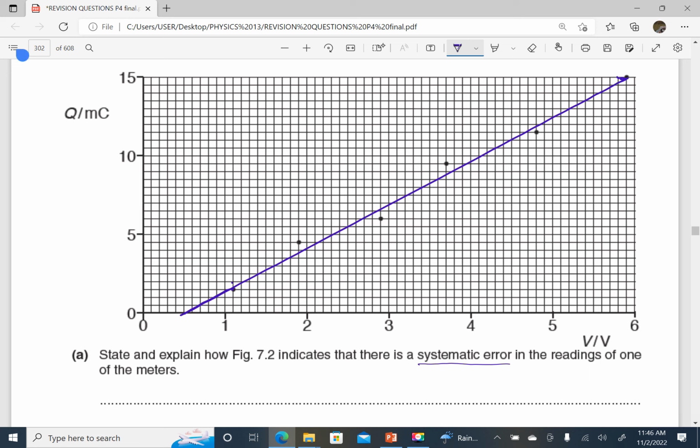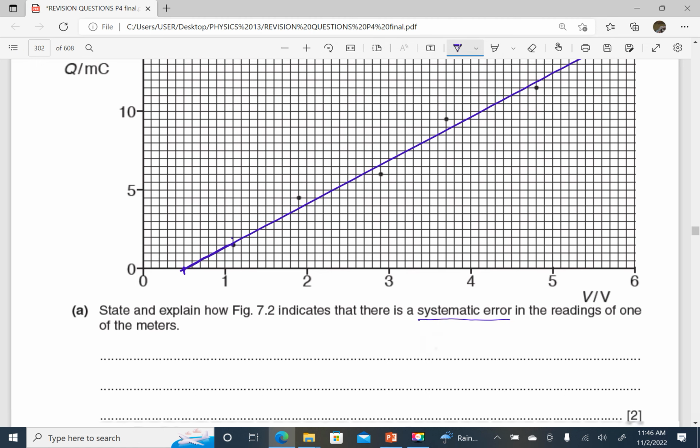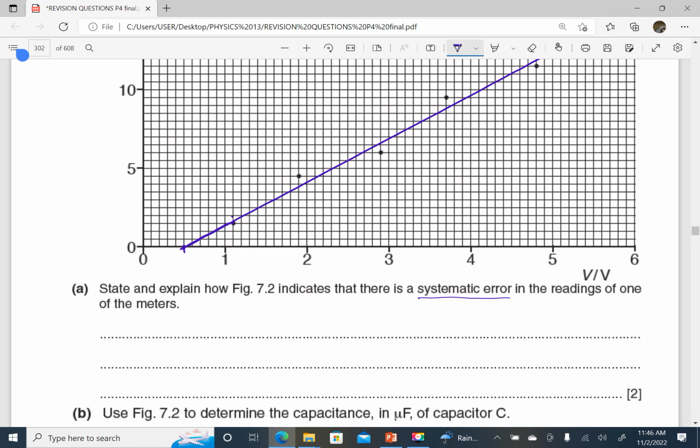Okay, so that is my line of best fit. It is not going through the origin, it is actually touching this point here. So there is a zero error because the line of best fit does not go to the origin. So state and explain how the figure indicates that there is a systematic error.